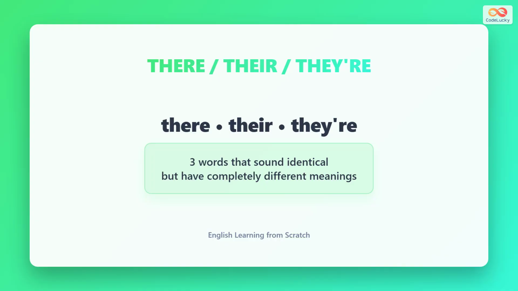Now let us focus on the first group of homophones. The words there, and there all sound identical, but they have 3 completely different meanings and uses. These are perhaps the most commonly confused homophones in English. Many native speakers even make mistakes with these words, so do not worry if you find them difficult. Let us learn each one separately and understand exactly when to use it.